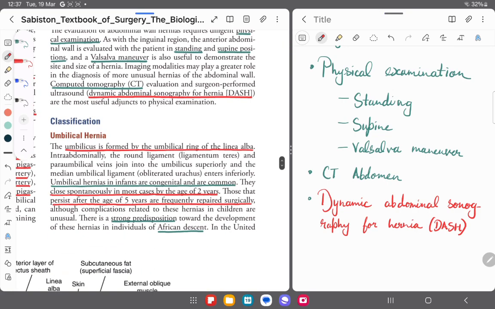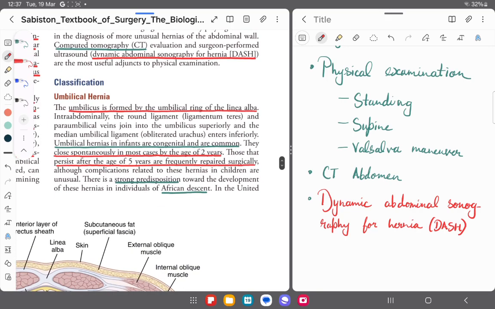So now let us classify umbilical hernias. The umbilicus is formed by the umbilical ring of the linea alba. Intra-abdominally, the round ligament, ligamentum teres, and the paraumbilical veins join into the umbilicus superiorly, and the median umbilical ligament, that is the obliterated urachus, enters inferiorly.